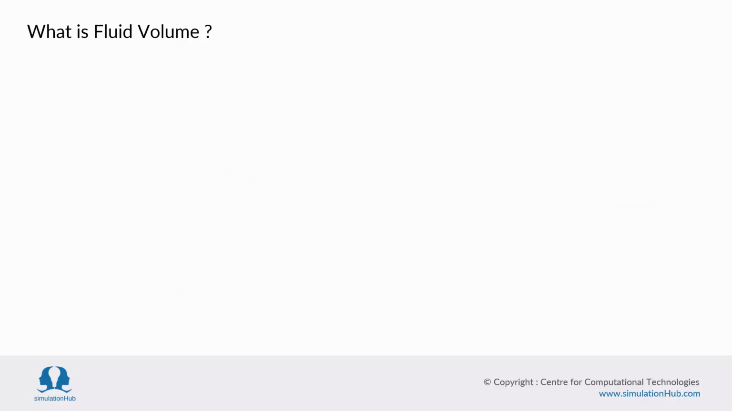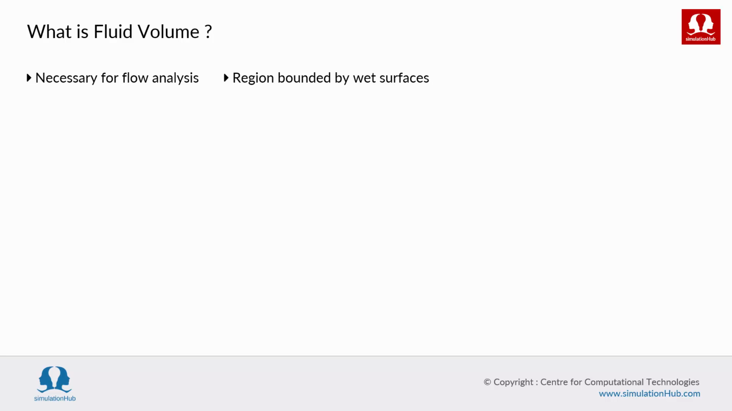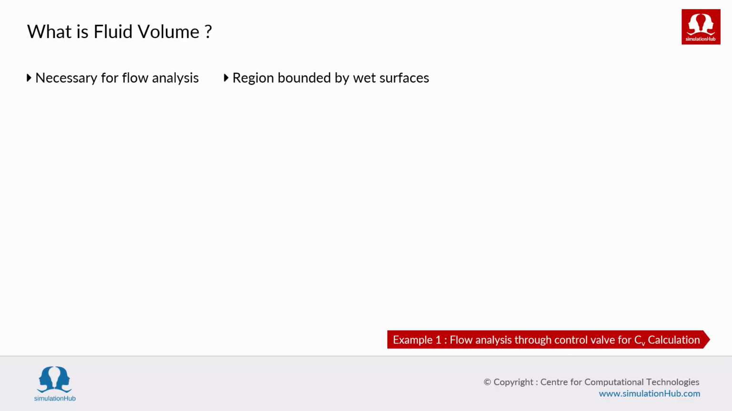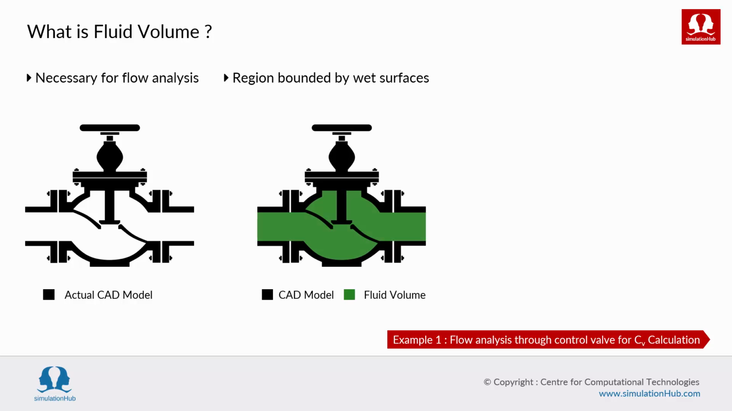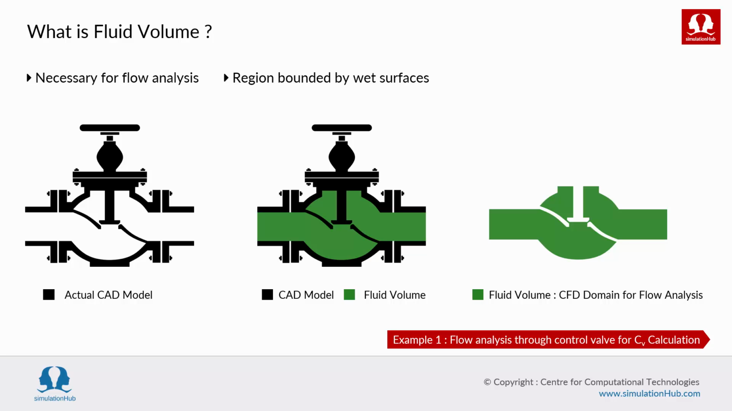Now let's look at what is a fluid volume or a fluid domain. Fluid domain is typically necessary for doing a flow analysis and it is a region bounded by the wet surfaces. Let's see a few examples of it. For example, let's say the objective of this analysis is to find out the coefficient of a control valve. So what I have created is an actual CAD model. The region shown in black color is the actual CAD model and the region shown in green color is the fluid volume inside the control valve. Now as I am interested in doing only flow analysis, the CFD domain is only the fluid volume inside the control valve.